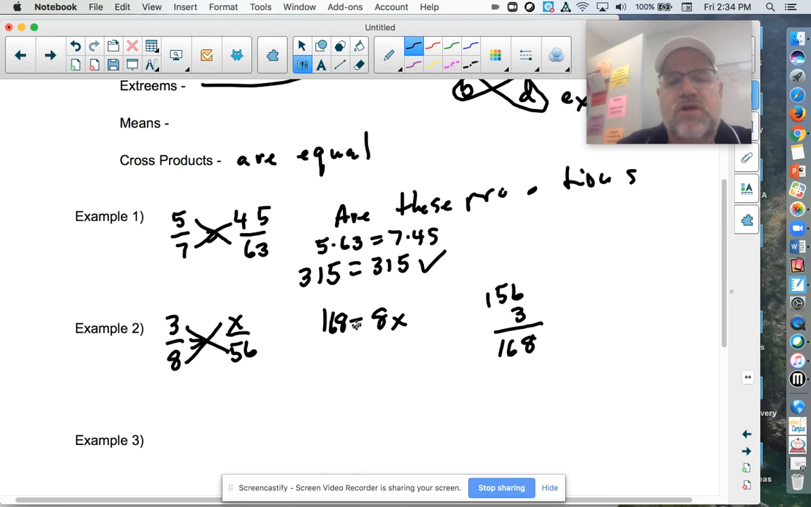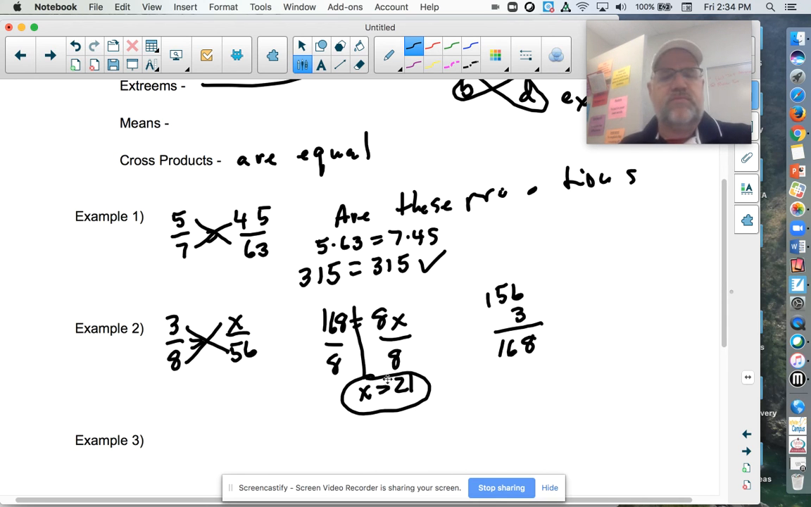So this is an algebra problem. When we solve algebra problems, we have to do the opposite. So in this case, we're going to divide by 8. And it leaves me with x equals 21. So I get a value of x equals 21. And that's good. So I was able to figure out the unknown by doing my cross products, by multiplying the product of the extremes, and having that equal to the products of the means. All right, let's just practice with one more.